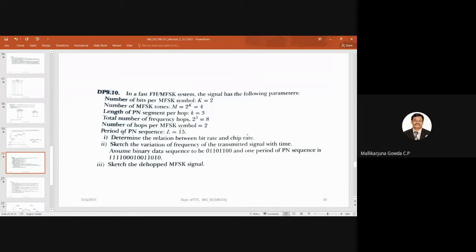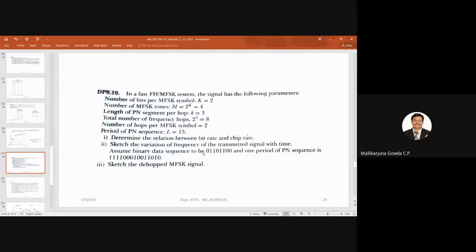Yes, he has mentioned here the number of hops per MFSK symbol is 2. Means for one symbol there will be 2 hops. Okay, so the hopping rate will be more than the symbol rate. That is why it is called a fast frequency hop spread spectrum system. He has given the PN sequence length is 15, and you need to determine the relationship between bit rate and the chip rate.